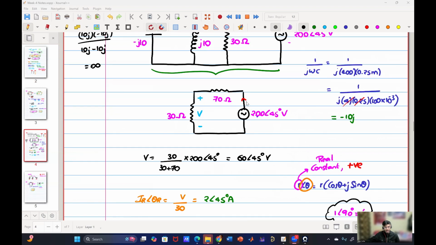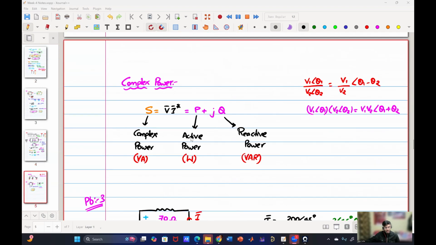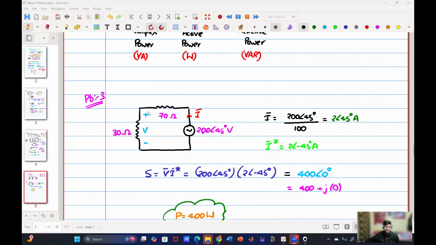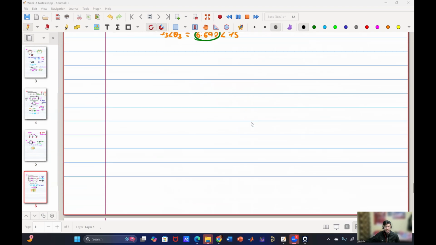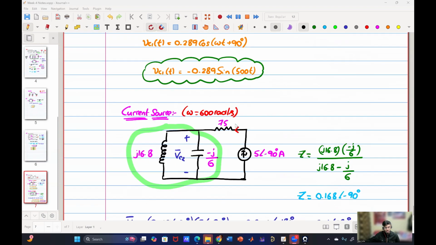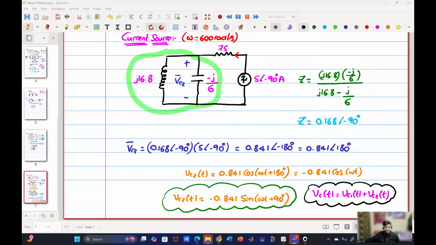Okay, then we have solved a couple of problems. Then we have also discussed complex power, and then we have also solved one interesting problem using nodal analysis, and then we have solved another problem using superposition. So that is all about today's session. I wish this session was helpful, and I wish you all the best for your assignment 3. So with that, we can end this session. Good night to everyone, and I wish you all the best.